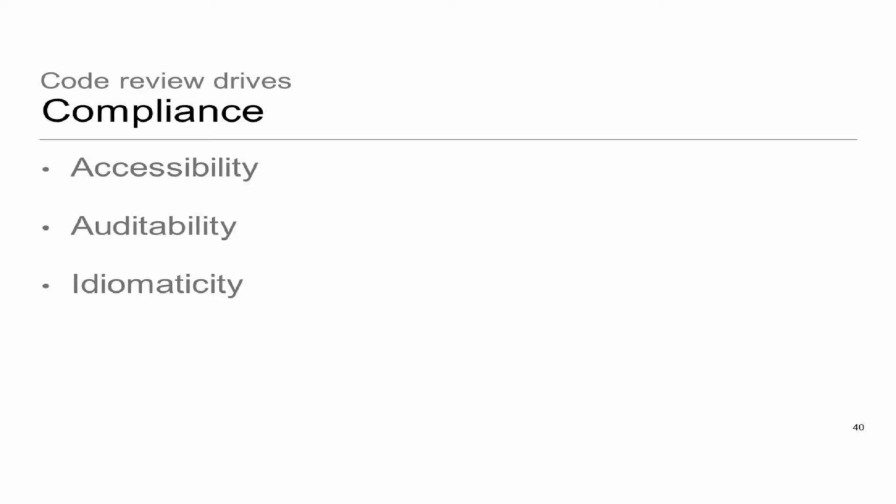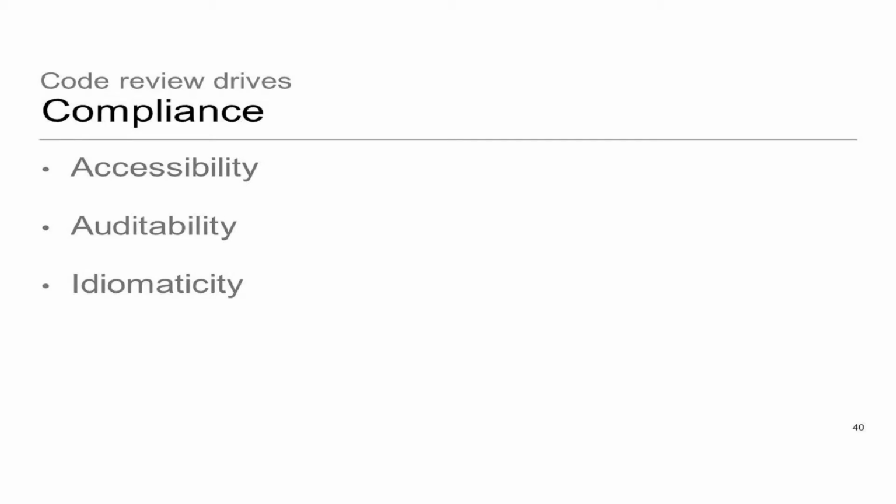Code review drives auditability. Version control shows what changed and the reason for the change, but it doesn't show the decisions that were dropped. Just like we say, history is written by the victor, well, git commit history is written by the victorious commit.